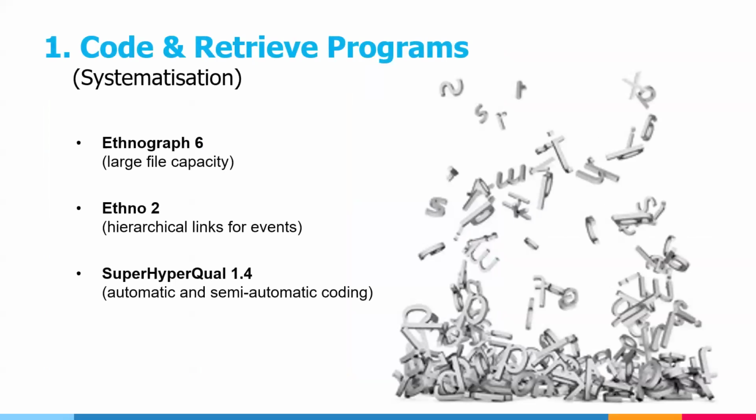So systematization, organization, that would be one. So Ethnograph 6, Ethno 2, Super Hyper Qual. These are some of the software that are really basic, and this is what they mainly do. Again, MAXQDA, NVivo, Atlas, NUD*IST, all of them also do this, right? But these are three that are free, and this is basically what they do. But again, the others do this as well. I'm listing the ones here that basically do this at the time of this recording.